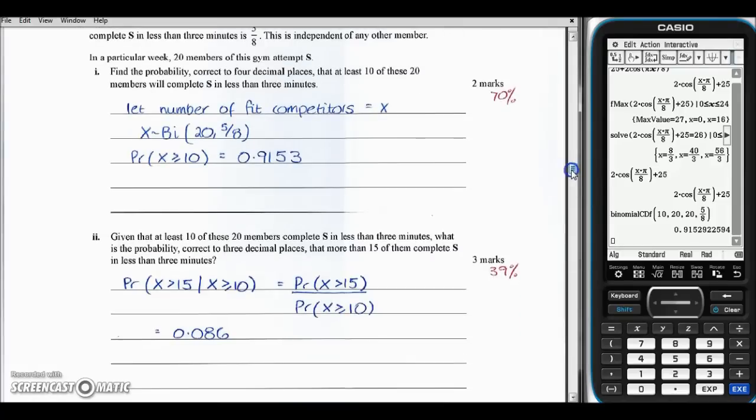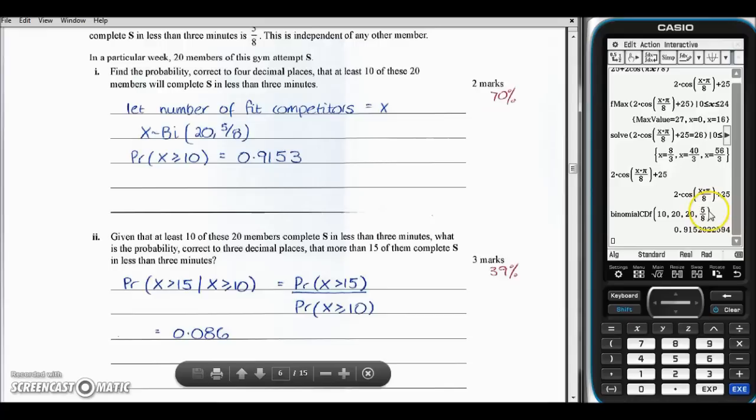Moving on, so given that at least 10 complete S in less than 3 minutes, what's the probability that more than 15 complete it? So conditional probability: probability X is greater than 15 given that it's greater than or equal to 10. I don't need to define X again, I've already done it. The conditional probability formula will tell you that it's greater than 15 divided by greater than or equal to 10.